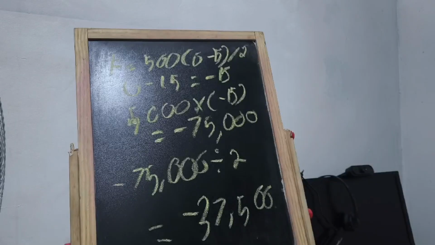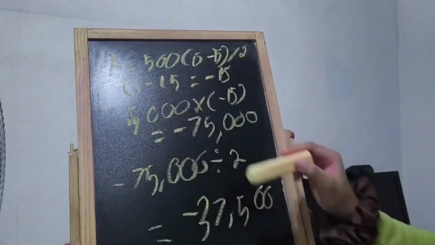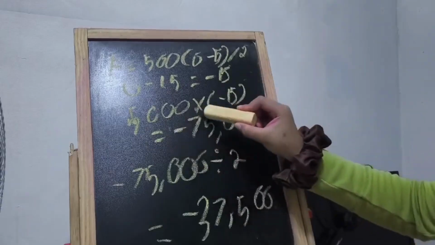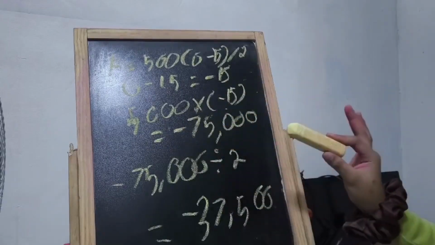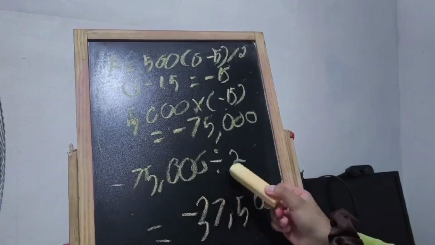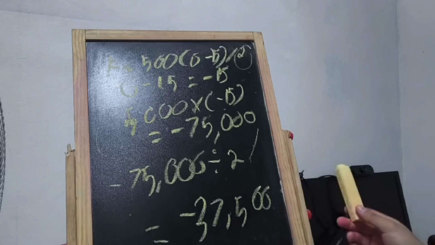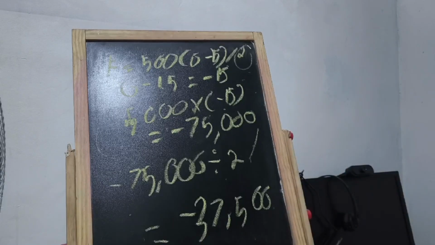Now, this is the solution for case 2. We are given the stopping time of 2 seconds. This is the formula. Now, we need to subtract the velocities. 0 minus 15 is equal to negative 15. 5,000 times negative 15 is equal to negative 75,000. 5,000 is from the mass. Negative 75,000 divided by 2, which is the stopping time, is equal to negative 37,500 newtons. The conclusion is negative 37,500 newtons.